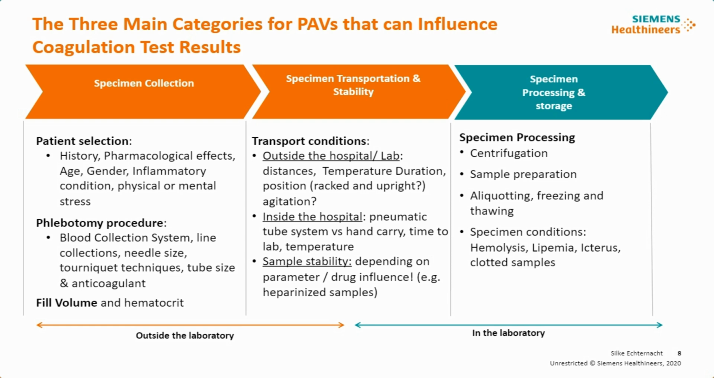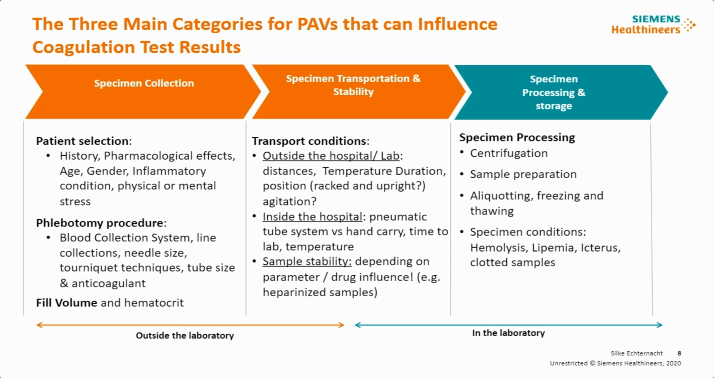And of course, the phlebotomy procedure: how the blood is essentially collected, what type of processes are involved, what type of needle size, tourniquet techniques, tube size, the anticoagulant that is used, and of course, making sure that the fill volume and the hematocrit are appropriate, because in certain cases, if the hematocrit is too high, there may be a need to adjust the anticoagulant that's being used.